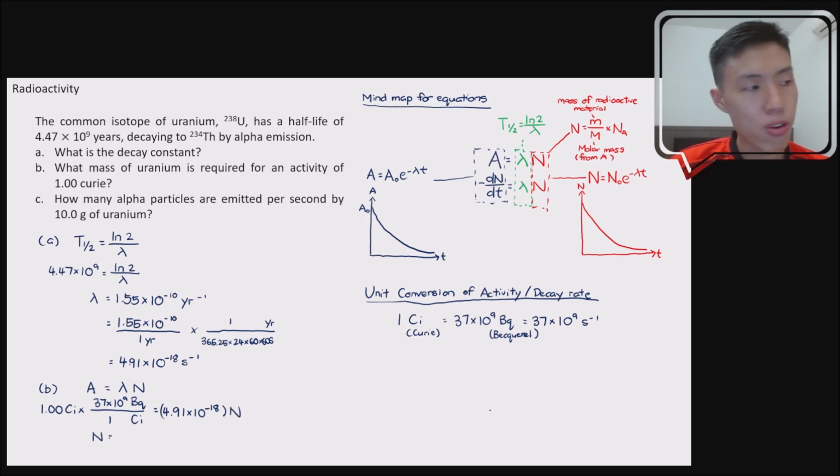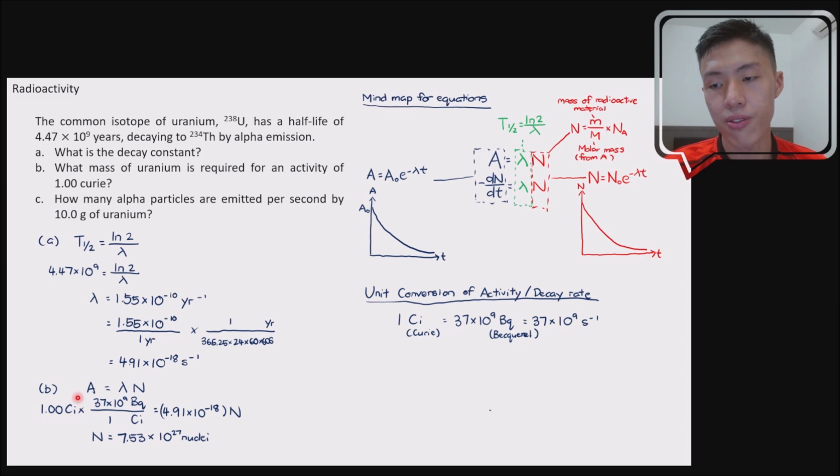So you can get the number of radioactive nuclei to be 7.53 times 10 to the power of 27 nuclei. Okay, so this means you need this many nuclei in order to have an activity of 1 Curie. So if you have this many uranium-238 nuclei, then only will you be observing 37 billion decays happening per second. The greater the number of radioactive nuclei you have, the greater the intensity of the decay happening per unit time.